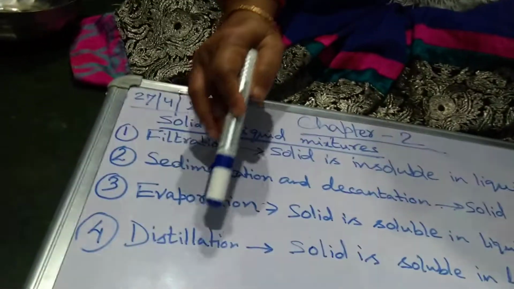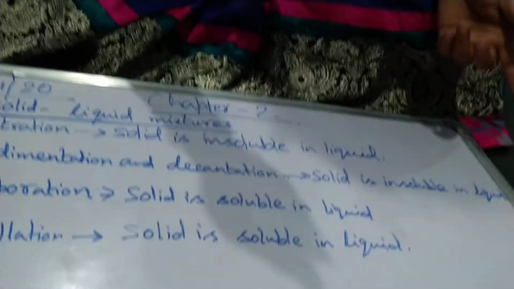The distilled water we use in the inverter and all, that is distillate. That is called distillate, pure water. So what is the advantage of distillation over evaporation? In distillation, we are getting both solid and liquid: liquid in pure form, and the solid is there in the round bottom flask. But in evaporation, we only get the solid because the liquid is evaporated.